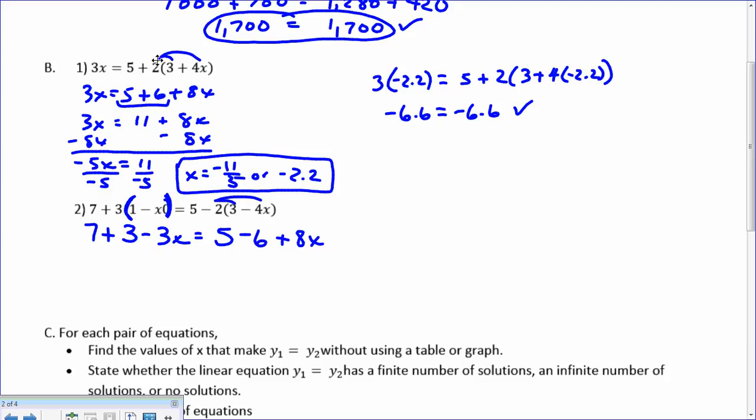Was that the one mistake everybody was making? Did 2 as opposed to negative 2? So combine your like terms on both sides. The left side is 4 minus 3x, and then the right side it's negative 1 plus 8x.